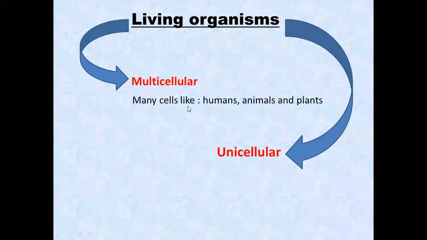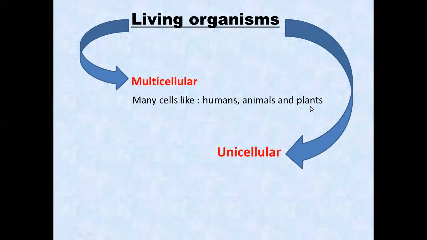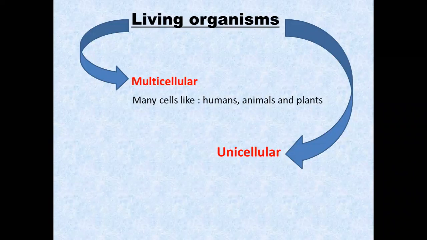Who has many cells in their bodies? Humans for sure. Animals for sure, because they are exactly like us. And sure, plants. Humans and animals have millions of animal cells in their bodies, and plants also have millions of plant cells. So humans, animals, and plants, all of them are multicellular as they have many cells in their bodies.